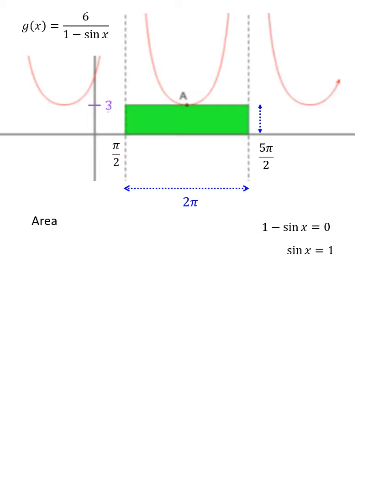So now that I know that the question mark is 3, I know that the height of my rectangle is 3, and I now have the base and the height. Area equals base times height. I have a total area of this rectangle of 6 pi, and that completes this problem.